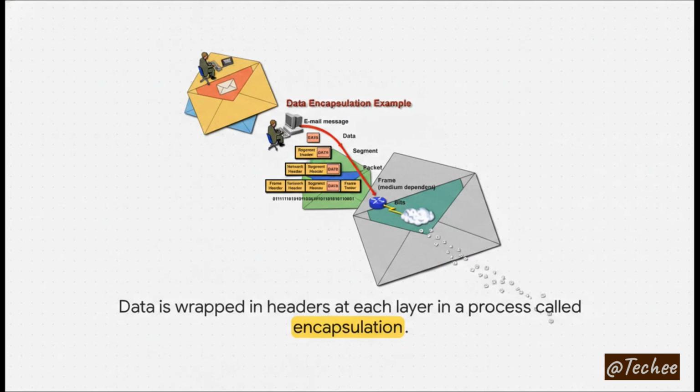Now, this is super important. There's this process called encapsulation. As your data goes down through each of those layers we just talked about, each layer adds its own little piece of info, called a header. The analogy here is perfect. It's exactly like putting a letter in an envelope, then putting that envelope inside a slightly bigger one, and then another one, and so on. By the time it hits the wire, your original data is all wrapped up in these different layers of instructions.